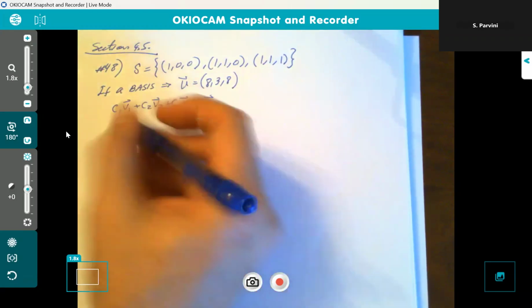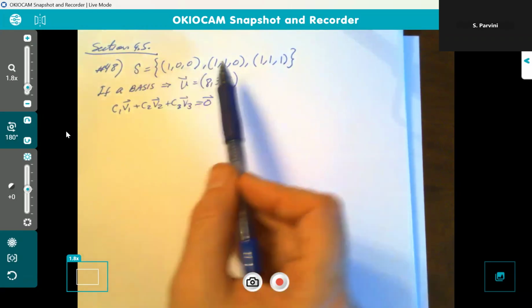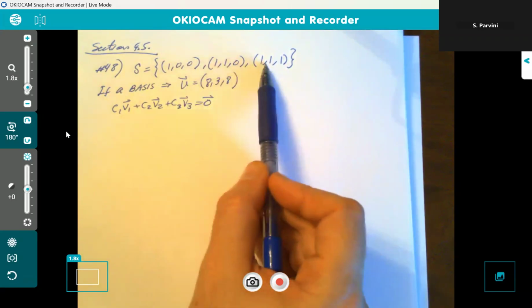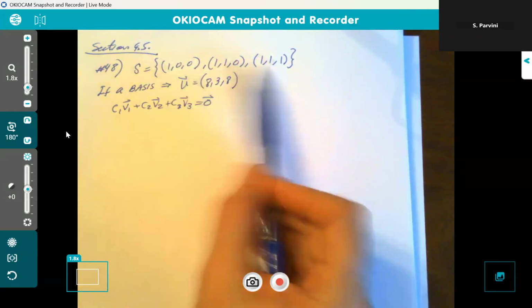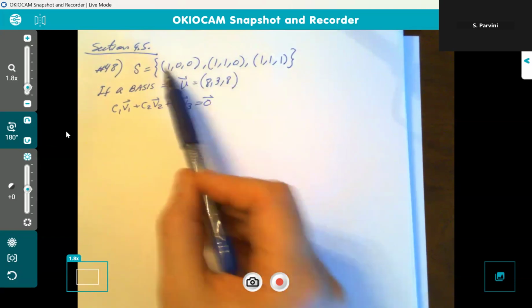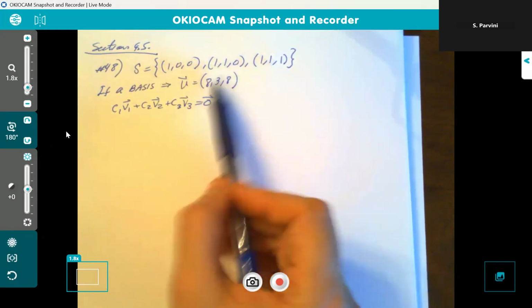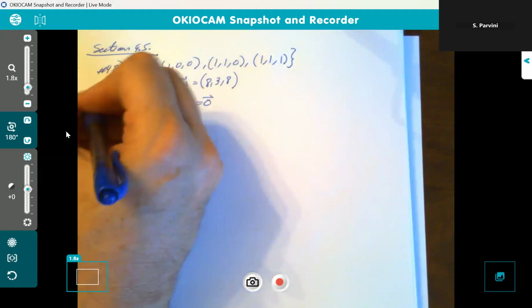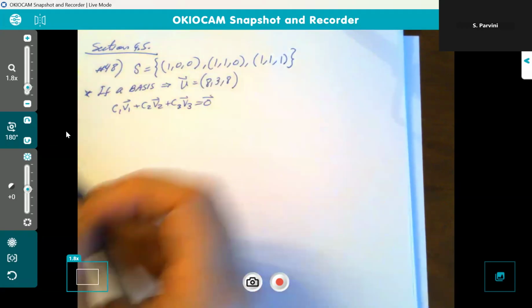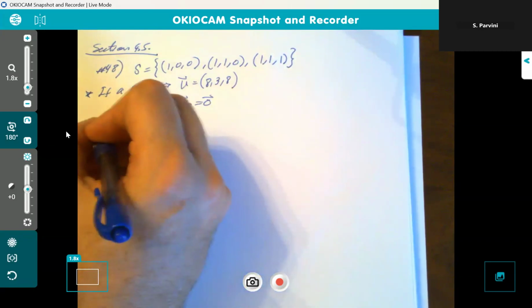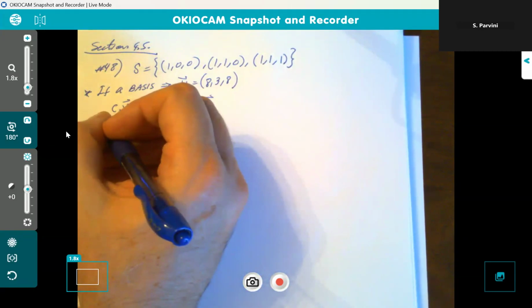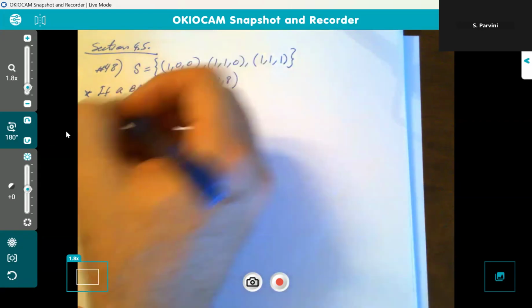Now, here's C1, C2, C3. Each of those scalar multiples of the vectors should first equal 0. We're not doing this part yet. Okay, so what is my matrix going to look like in number 48?